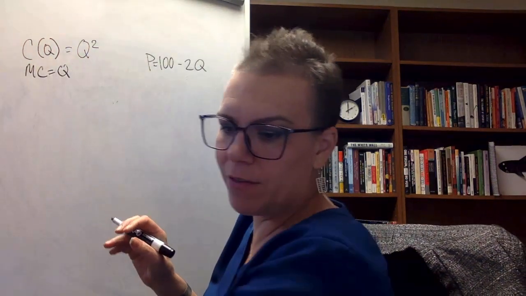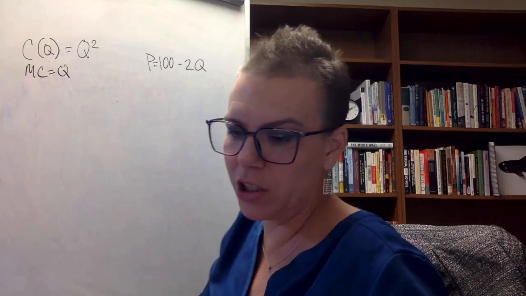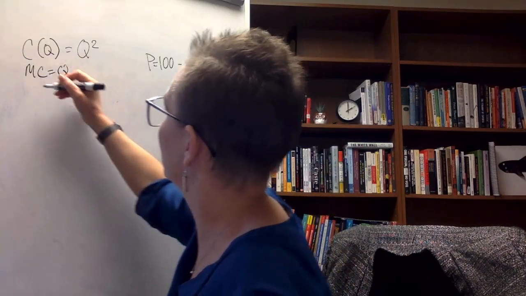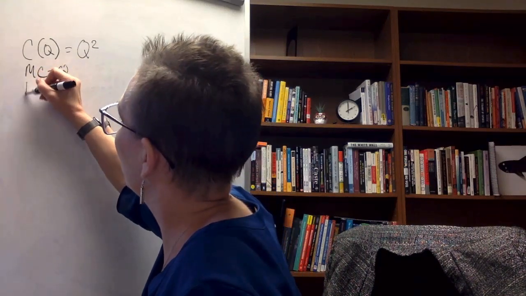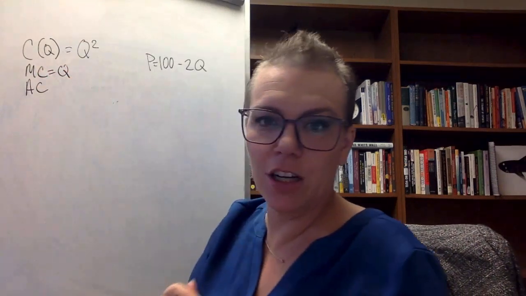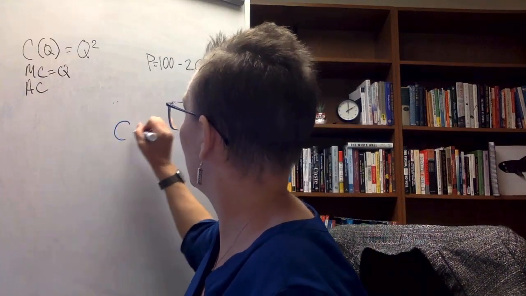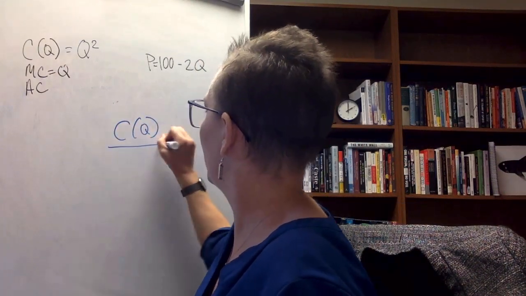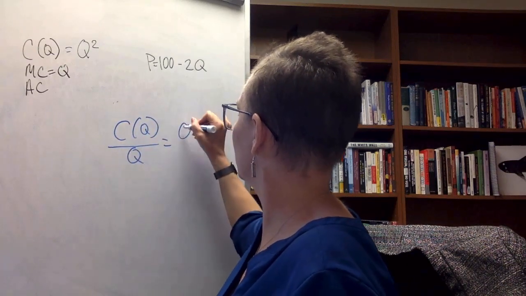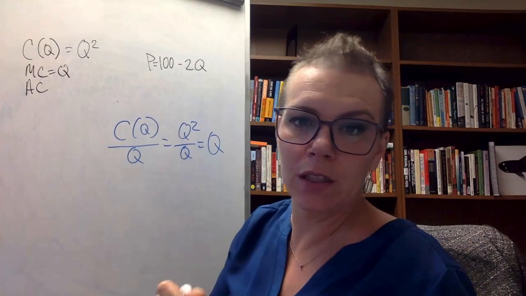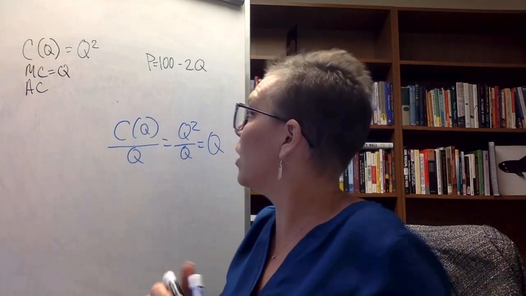And then the first question says to use the cost function to find average cost. So we want to find average cost now. To find average cost is really simple. Average cost is going to be cost divided by quantity, which in this case is Q squared divided by Q, which is going to be just Q.